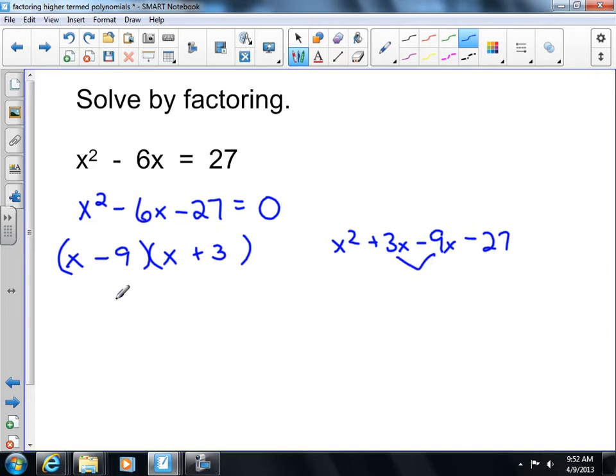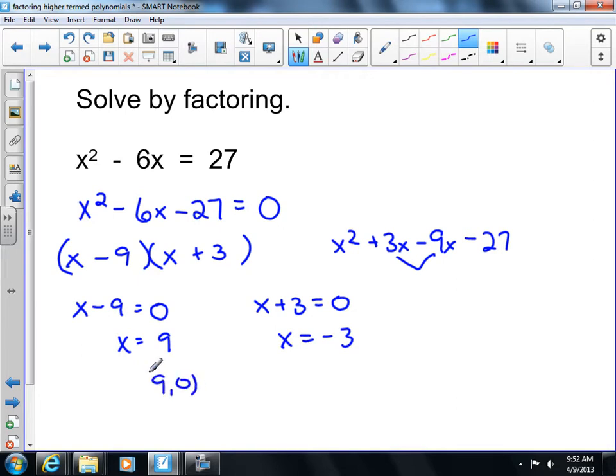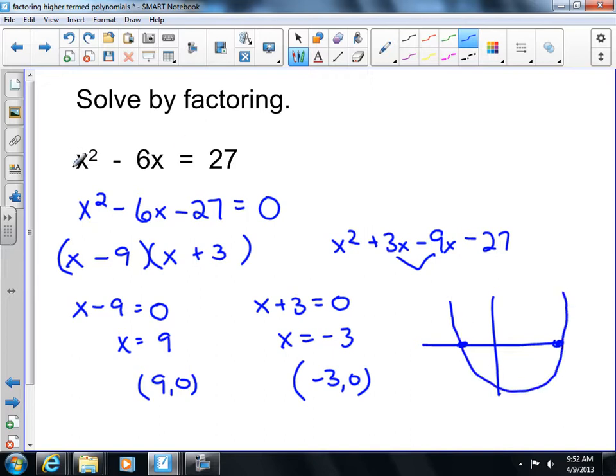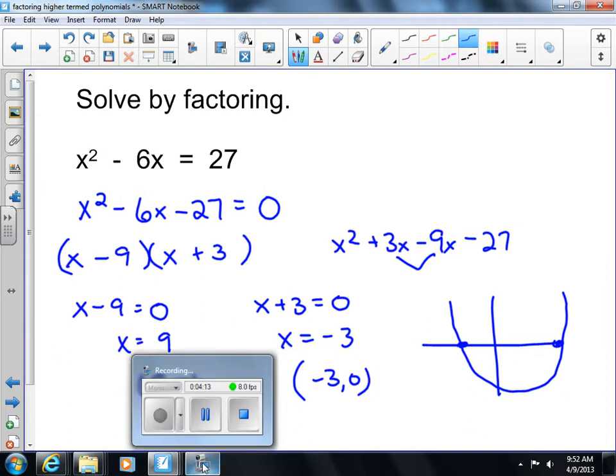Yes, it would. Okay, so then to solve it, I'm going to say x minus 9 is equal to 0, and x plus 3 is equal to 0. And x could be equal to 9, or x is equal to a negative 3. So your solutions would be 9, 0, and negative 3, 0. So, you know, if you had a grid, you know it's going to be negative 3, 0 over here, and 9, 0 clear down there. And we know it's going to open upward, right? Because this is a positive leading coefficient. Any questions on solving by factoring?